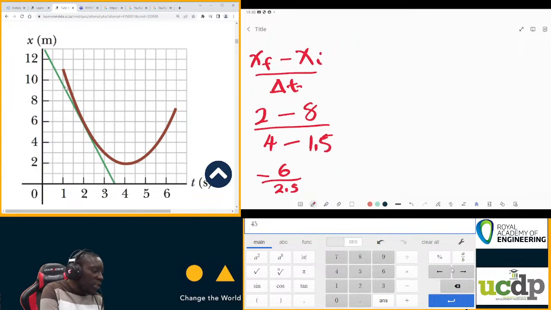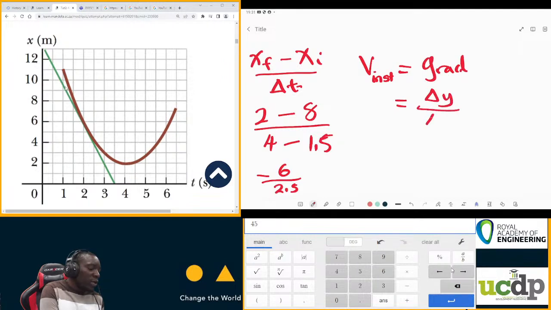So instantaneous velocity is equal to the gradient. The gradient is delta y over delta x, which is simply y2 minus y1, or y final minus y initial, whatever we consider as the final and the initial, over x final minus x initial.